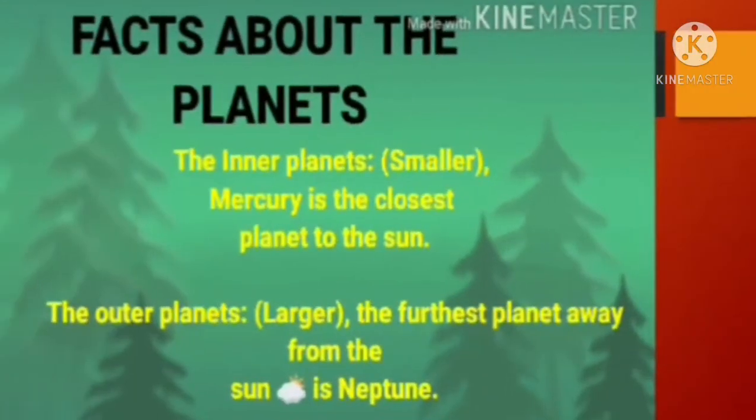Now let's see some facts about the planets. You have the inner planets. There are 4. Mercury, Venus, Earth, and Mars are the inner planets. Then Jupiter, Saturn, Uranus, and Neptune are the outer planets. They are larger. Mercury is the closest planet to the sun, while Neptune is the planet that is farthest from the sun. The Earth is the 3rd planet from the sun.